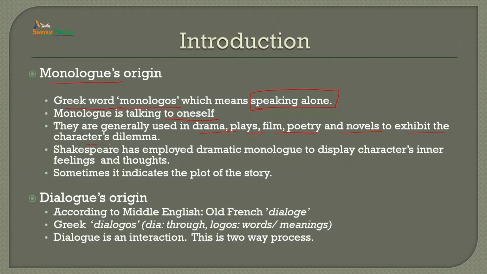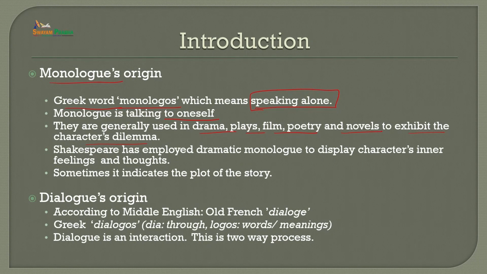where the writer or the speaker is speaking to himself and the other character is not able to listen to it. So, in that condition, remember my dear learners, that is an important element which depicts the character's dilemma. If he is swinging between two decisions, between two sides, then that dilemma would be exhibited in front of you through that monologue. So, to exhibit the character's dilemma, Shakespeare has employed dramatic monologue, to display the character's inner feelings and thoughts.